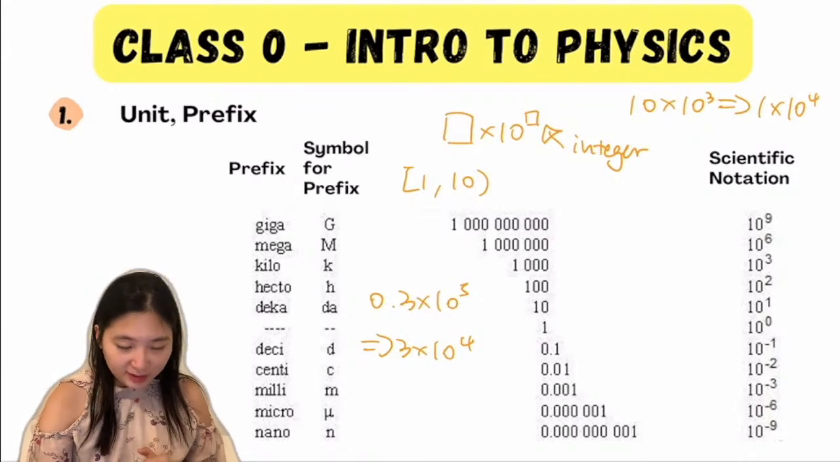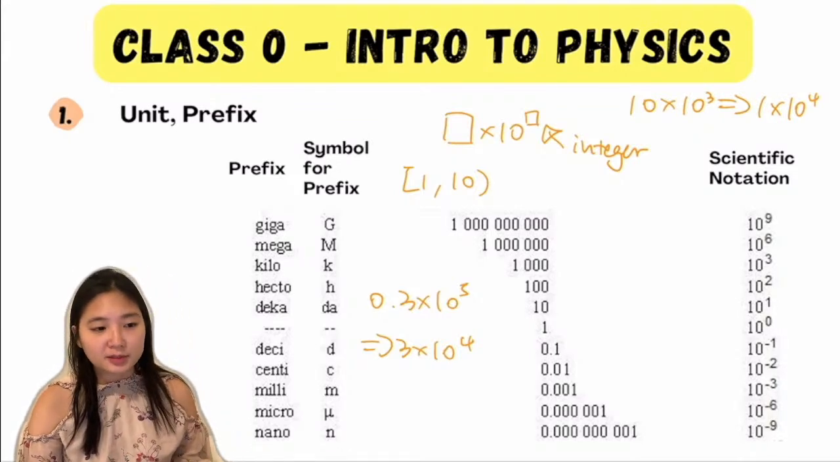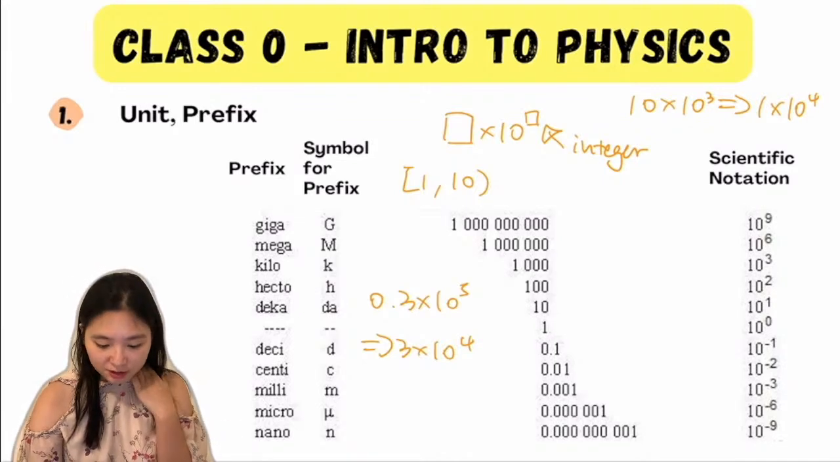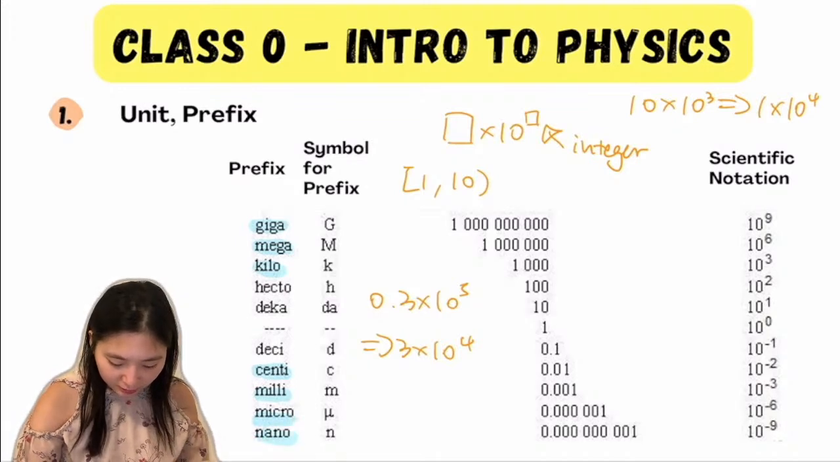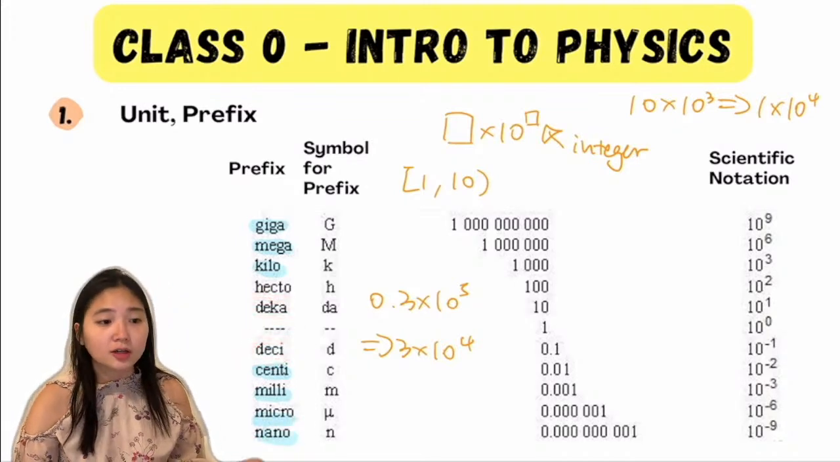And in science, in high school chemistry, in high school physics, you only need to be familiar with the giga, the mega, kilo, and then the centi, milli, micro, and nano. The other three, deci, deca, and hecto, are not used that often.